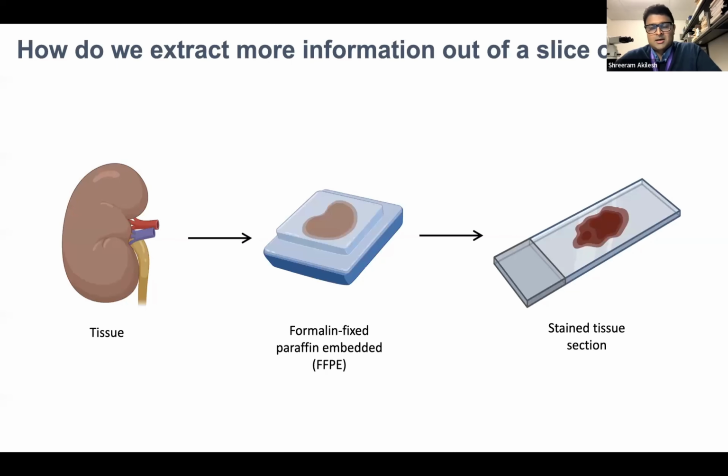So since that time, investigators and of course clinicians and pathologists have always been thinking about how we can extract more information out of a slice of tissue. If you think about it, even if we were to take an organ such as the kidney and embed a portion of it after fixation and create a thin section of it, there's a tremendous amount of information that is actually encoded in this piece of tissue, even in a single slice of it.